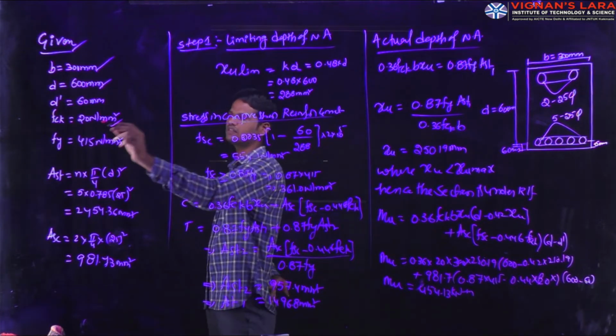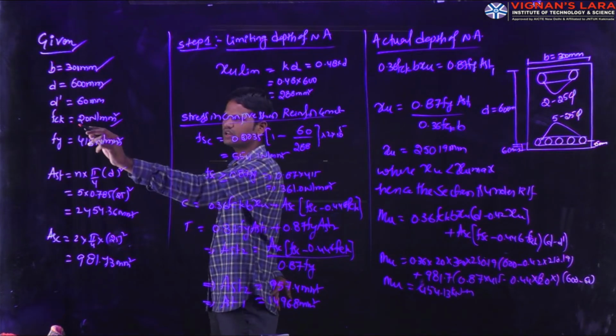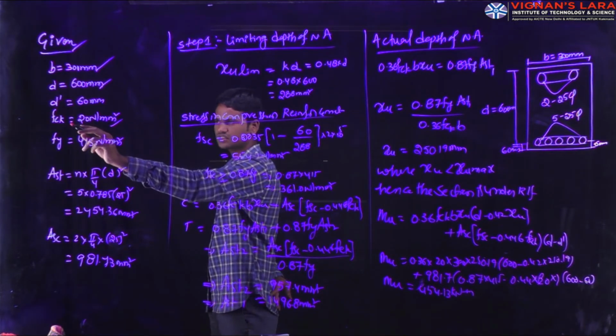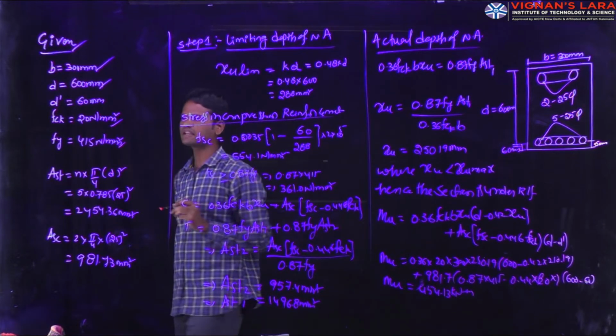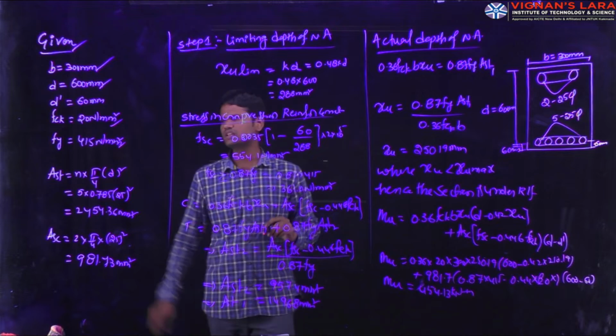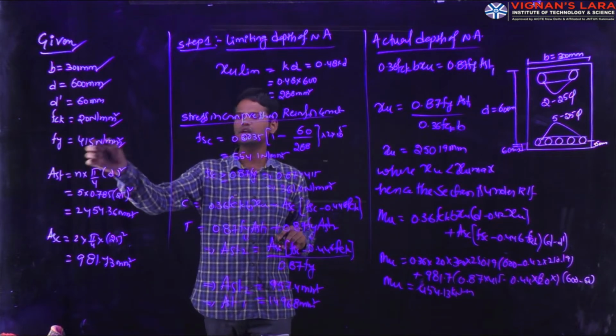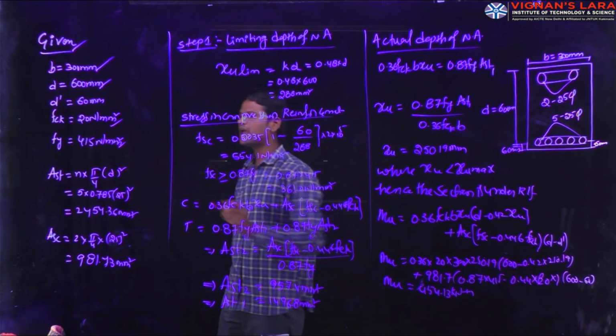As well as they gave the grade of concrete as fck. That fck they gave as M20 grade of the concrete. M20 grade for fck, characteristic strength of the concrete equal to 20 Newton per mm square. As well as they gave the yield strength of the steel. That yield strength of the steel fy equal to 415 Newton per mm square.